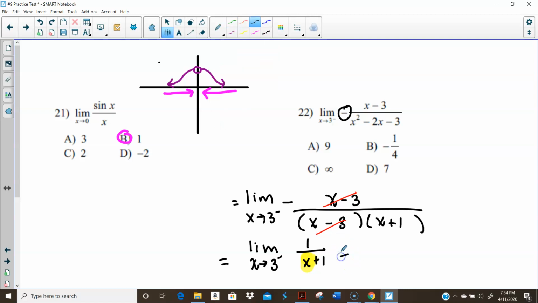So what does the limit equal? The limit equals 1 over 3 plus 1, which equals a 4th. However, this is negative because there was a negative out here, which I should have carried through. So the answer is B. Good thing it's multiple choice, or I might have missed it.